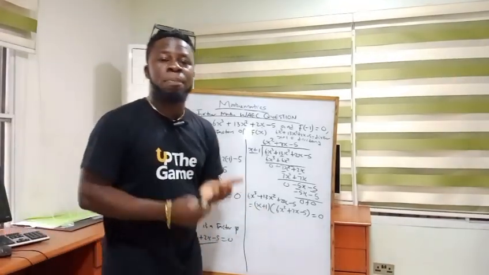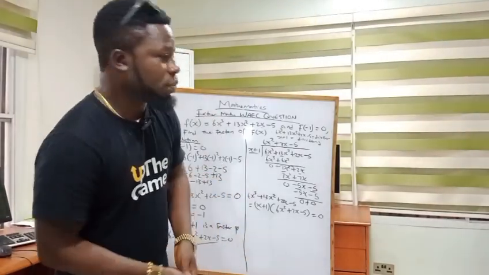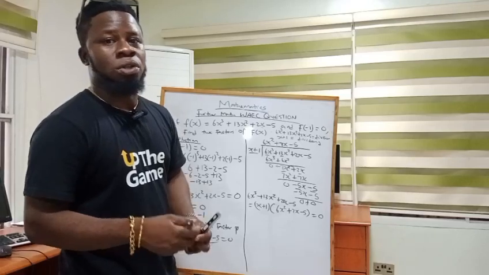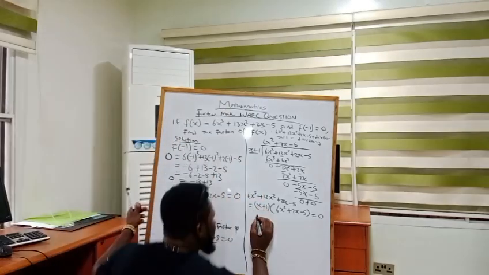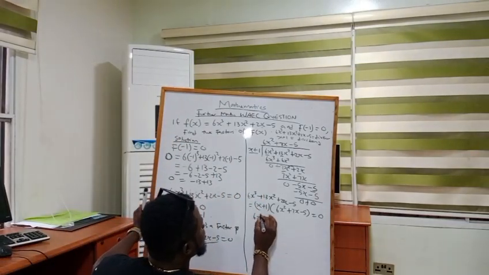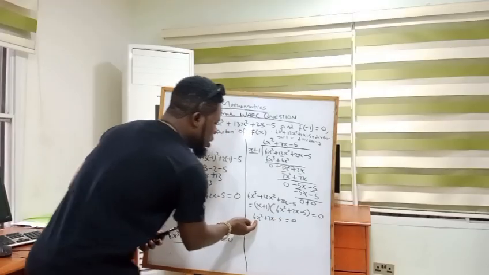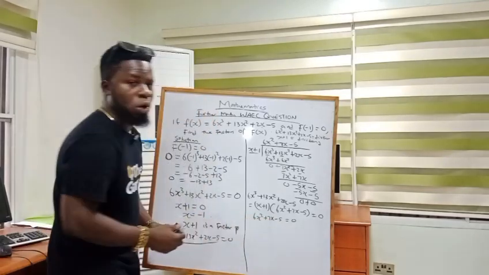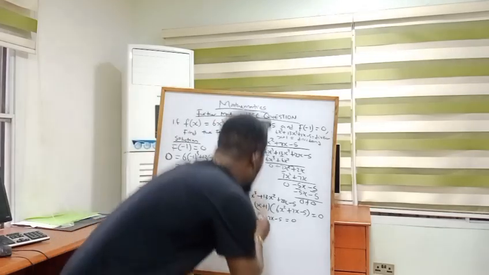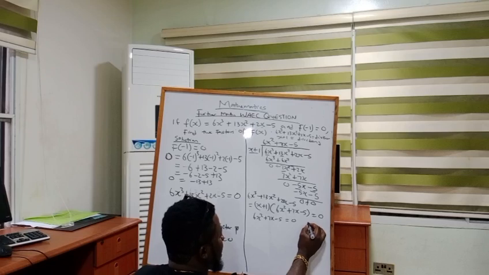You can use the completing the square method, you can use the factorization method, you can use the graphical method, depending. But here, because I don't want us to go so far, I'm going to be using the factorization method. So let's have 6x squared plus 7x minus 5 equals 0. These are coefficients: the coefficient of x squared, the coefficient of x, and this is called the constant. So we find the coefficient of x squared here, which is 6. Use it to multiply this constant. That will give us 30.